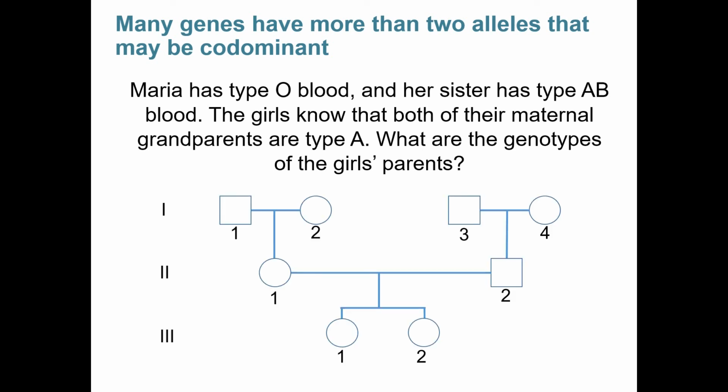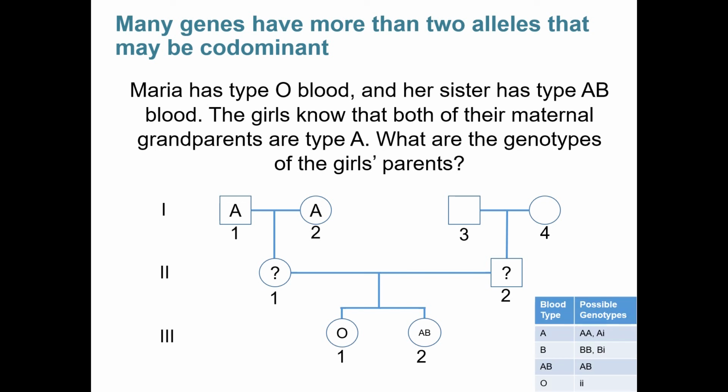The first thing we want to do is put on the board everything that we know currently. For example, we know that Maria is type O, and we know that her sister is type AB. We also know that both of their maternal grandparents are type A, and we want to know what their parents are. Now we can think about which genotypes we already know.